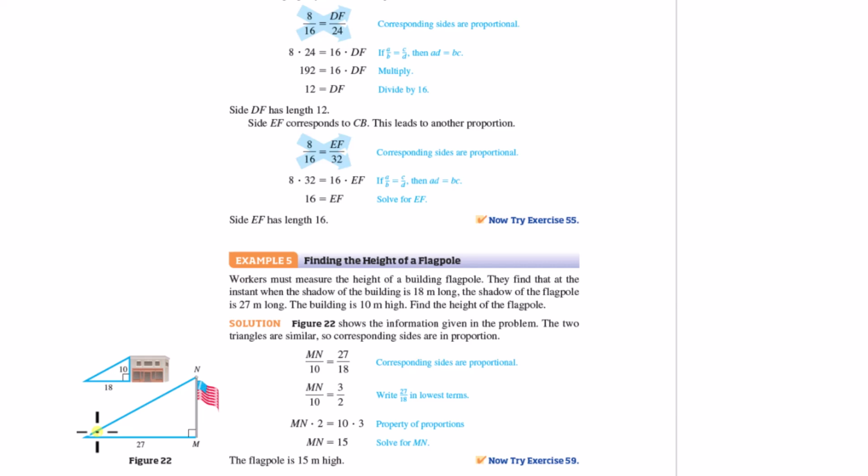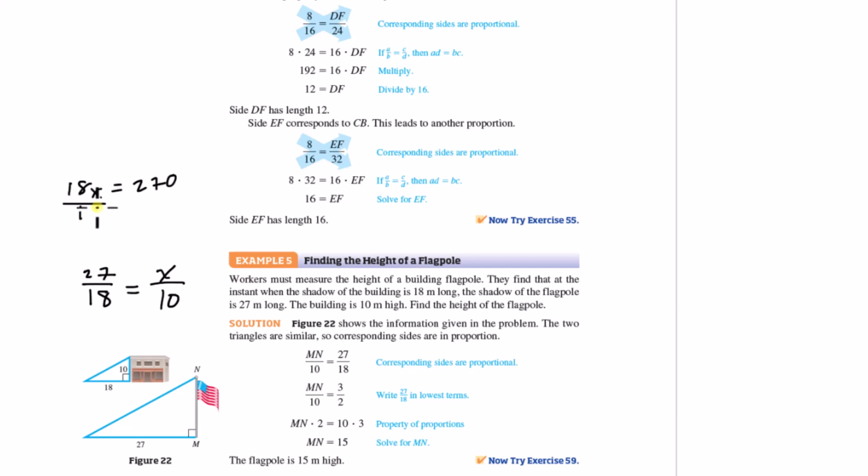And so you know the length of the shadow of each. So you could say 27 divided by 18 is going to be equal to the height of the flagpole, which you don't know, divided by the height of the building. Okay, so cross multiply.